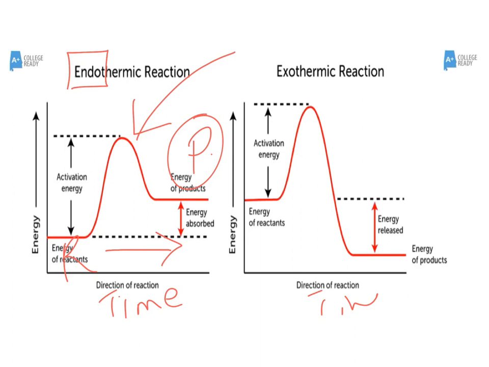Over here on the exothermic energy diagram, again we have the reactants here and the products here. Well, as time moves on and the reactants turn to products, obviously the products have less energy than the reactants. Well, what happened to that energy? It had to go out. When the energy moves from the reaction to the surroundings, from the system to the surroundings, we call that an exothermic reaction.